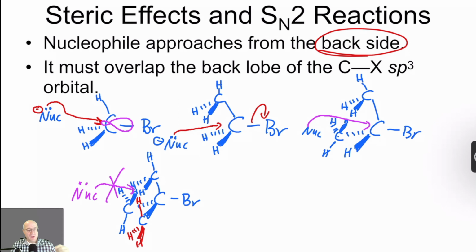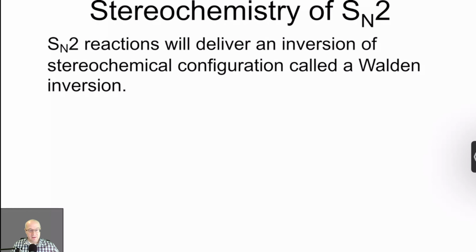So the keys here: backside attack must occur. Remember, to have a reaction, you must collide with enough energy in the right orientation. Well, the orientation in this reaction is backside attack. If you can't accomplish the backside attack, the reaction simply will not work. And that's the key to this reaction: you have to have a nucleophile that is nucleophilic enough to get in there, and an electrophile that's not bulky and can actually allow attack to occur.